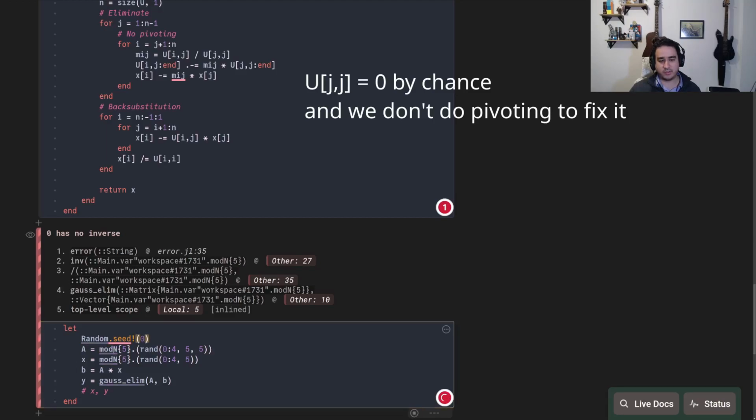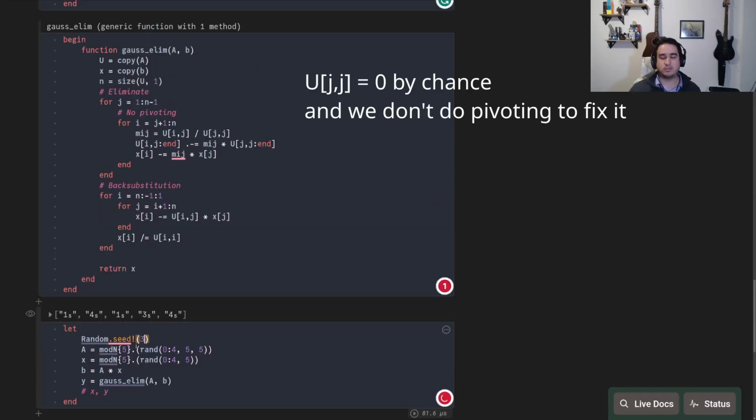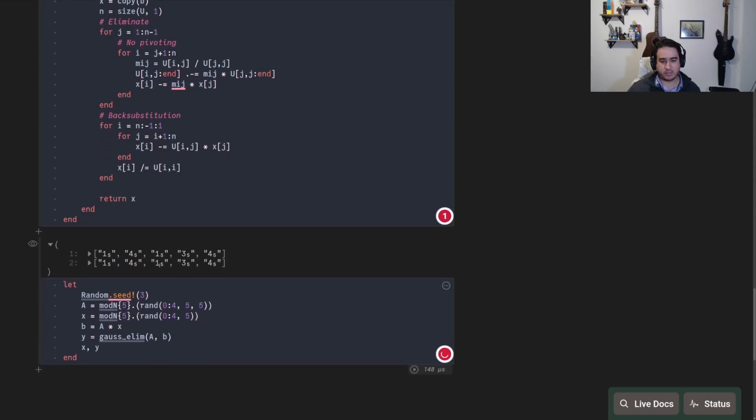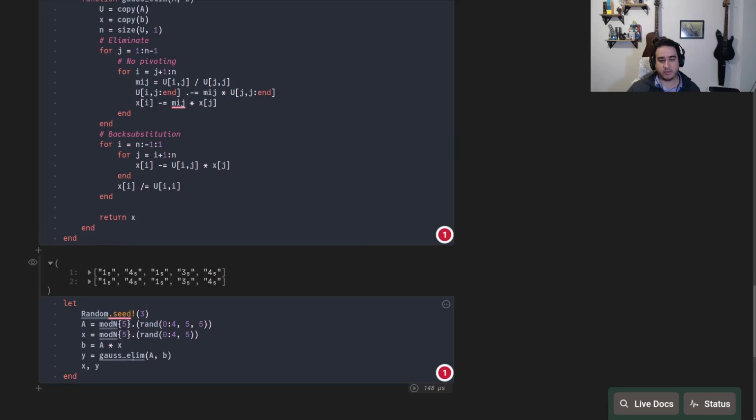So let's use seed 0 first. Doesn't work. Seed 1 doesn't work. 2, 3, seed 3 works. Okay, it doesn't work because we're not doing any pivoting. I solved this. Now I can check X and Y. They should be the same vector, and they indeed are the same vector.